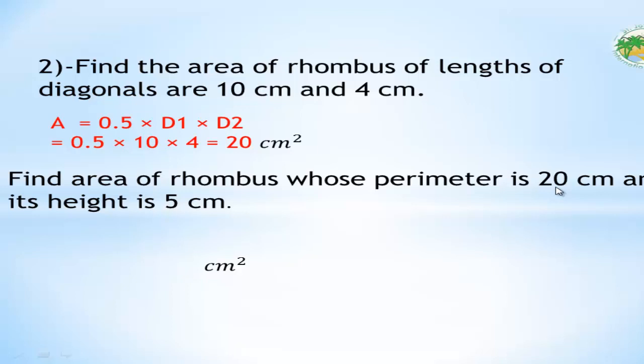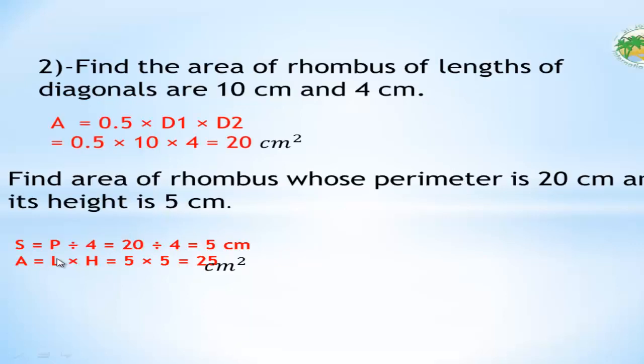Okay, find the area, come on primary 5. Side length equals perimeter divide by 4, 20 divide by 4 equals 5. The area of rhombus is side length time height, 5 times 5 equals 25 centimeter square.